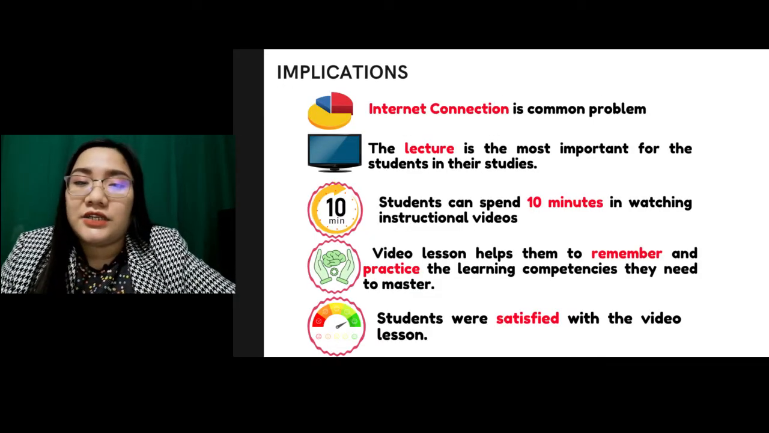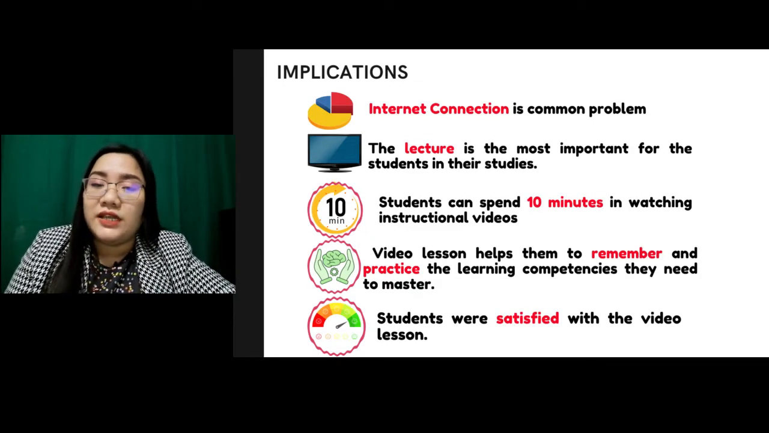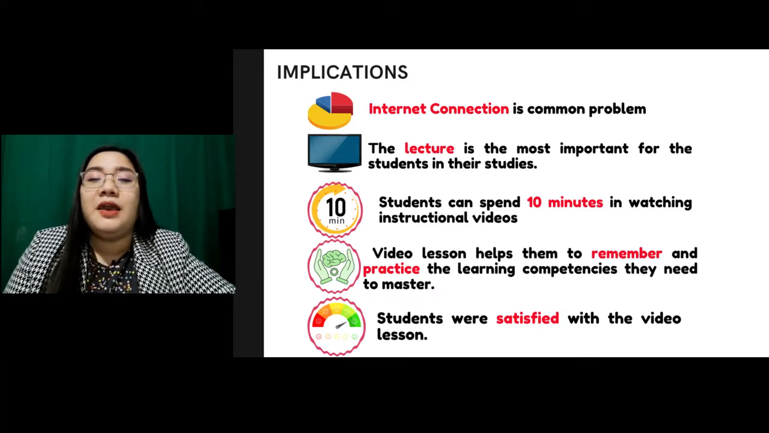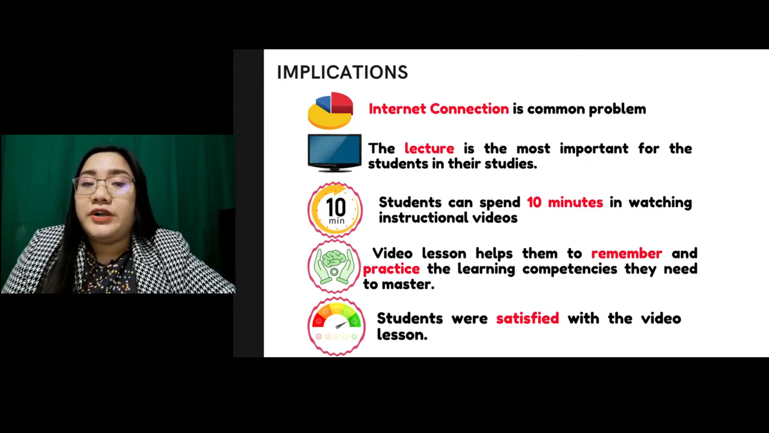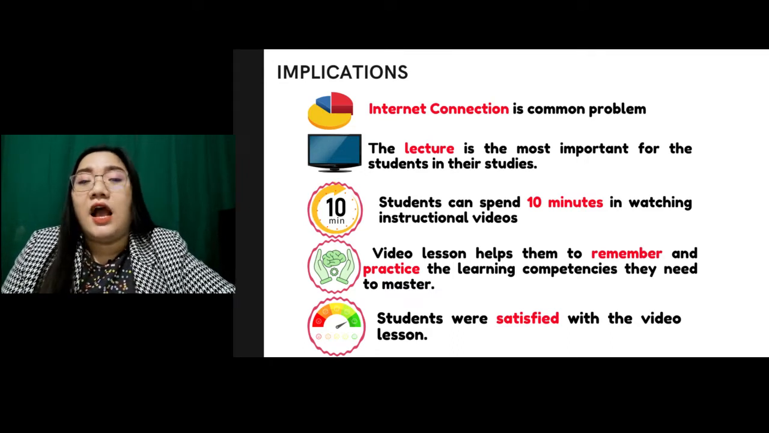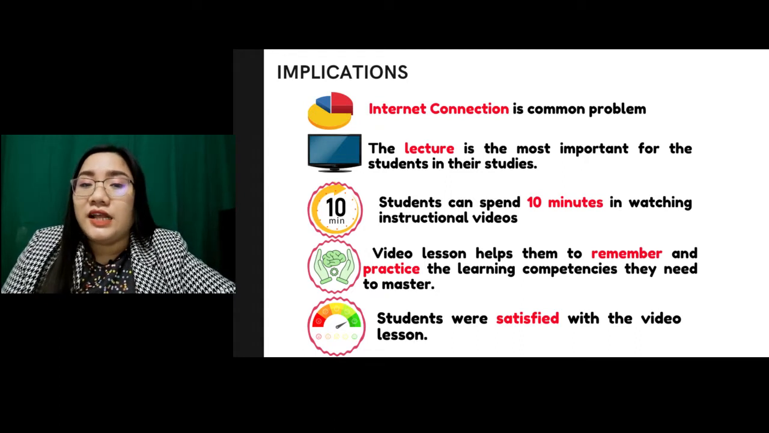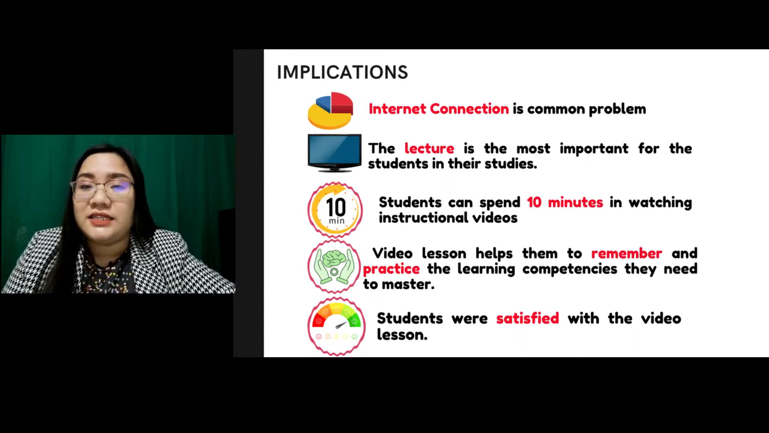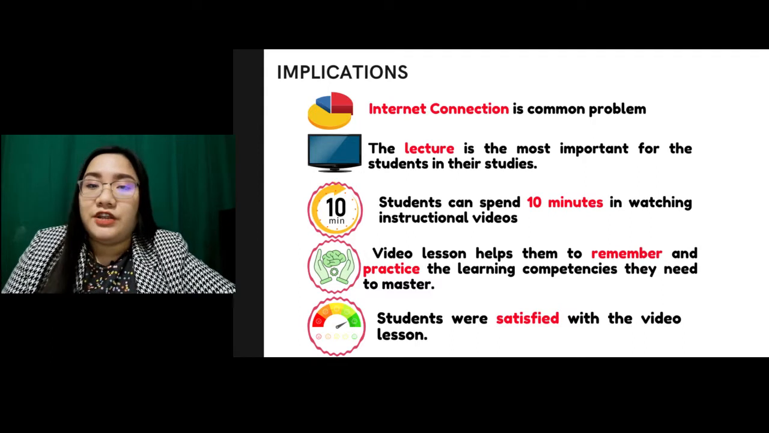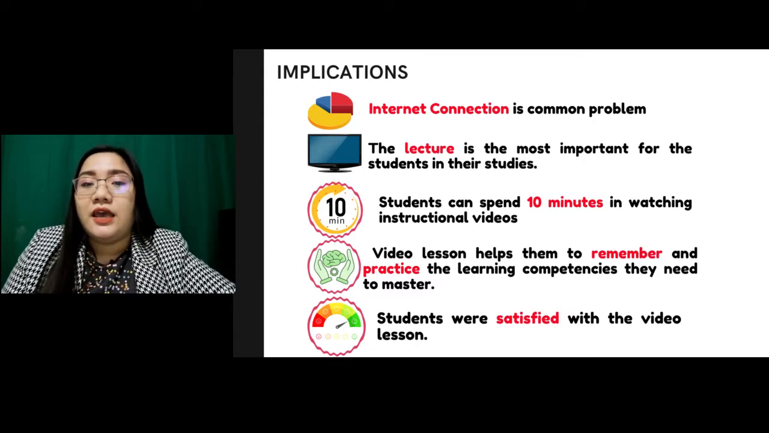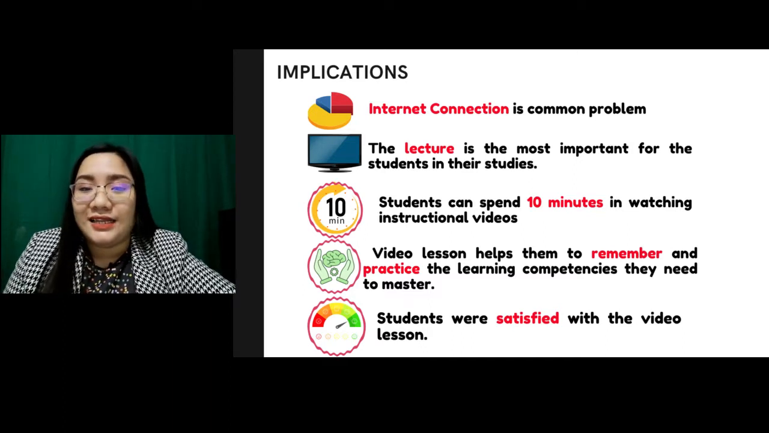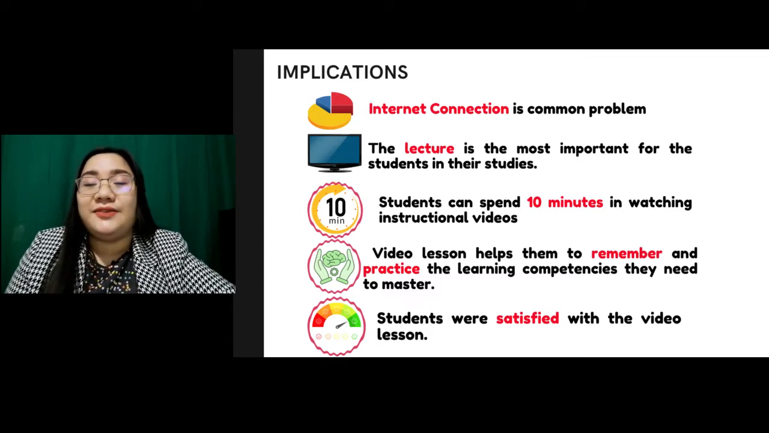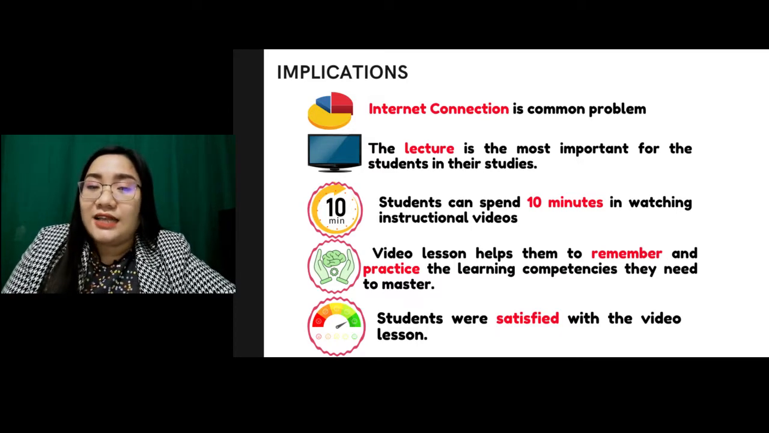Now, what are the implications of these findings? The first one is the internet connection is the common problem. Number 2, the lecture is the most important for the students in their studies. According to the result, students can spend 10 minutes in watching instructional videos, and video lessons help them to remember and practice the learning competencies they need to master. Alright, so the last one is students were satisfied with the video lesson.